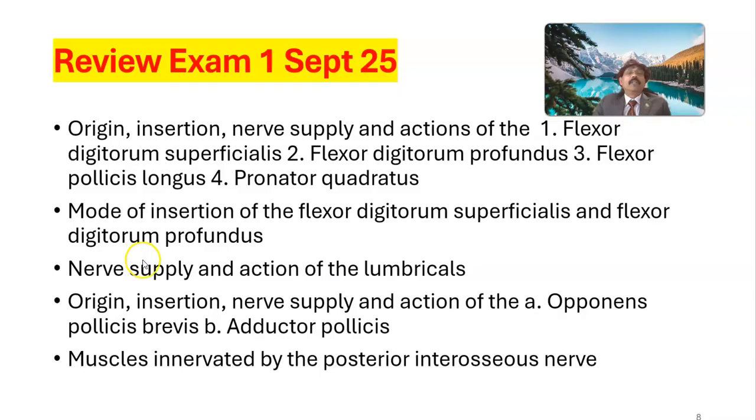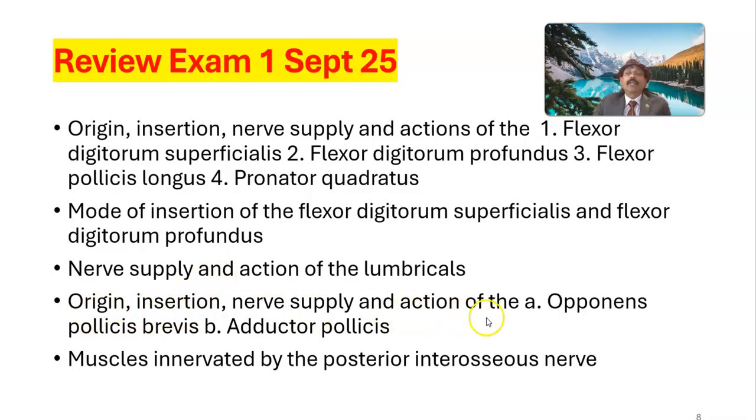Okay. Nerve supply and action of the lumbricals. We have four lumbricals. The lateral two lumbricals are innervated by the median nerve, and the medial two lumbricals are innervated by the ulnar nerve. Lumbrical muscles insert into the dorsal digital expansion. Okay, and they can flex the metacarpophalangeal joint, and they can extend the interphalangeal joints.